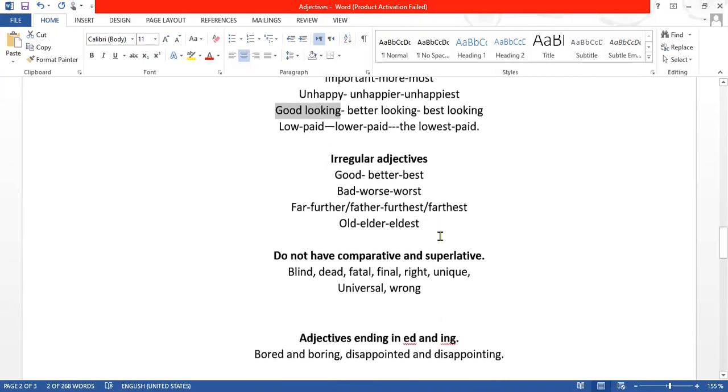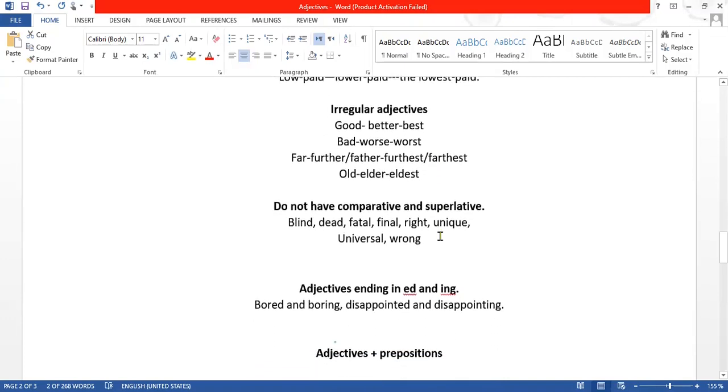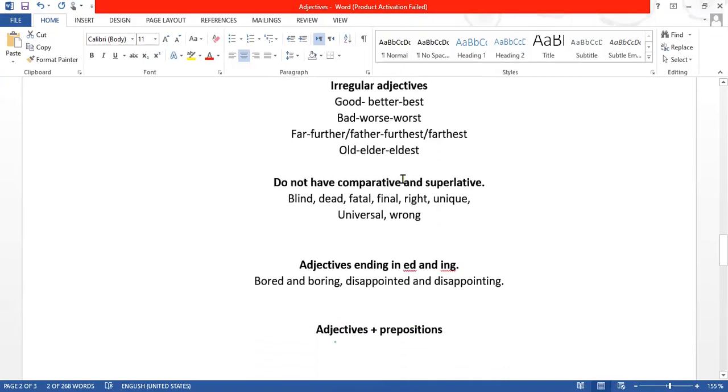And then there are these irregular adjectives, like we talked about: good, better, best. It does not follow that more or er rule. Or bad, worse, worst, or far, further, farthest, or old, older. Old, elder, eldest, or old, older, oldest, that is the regular one. But this is old, elder, and eldest.